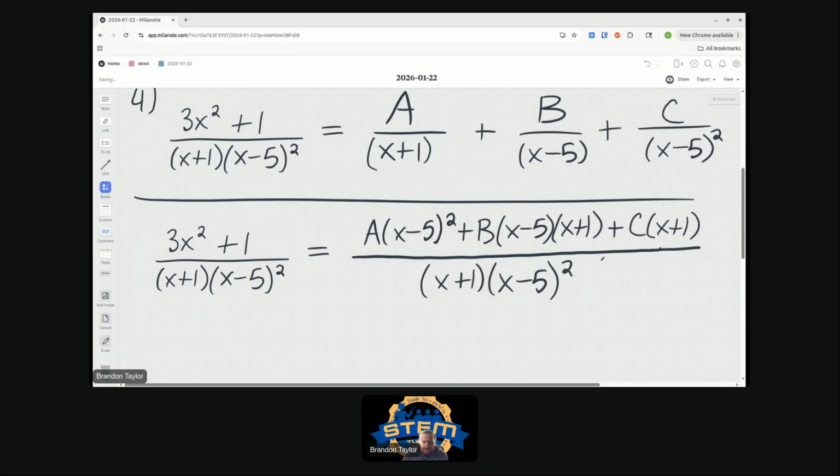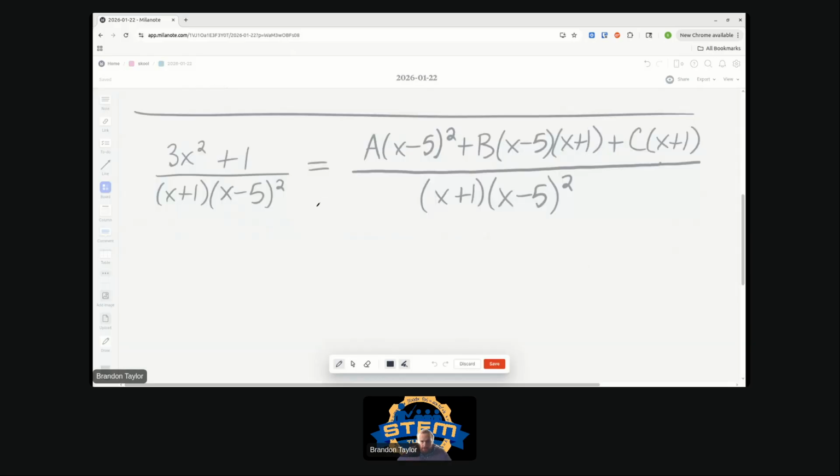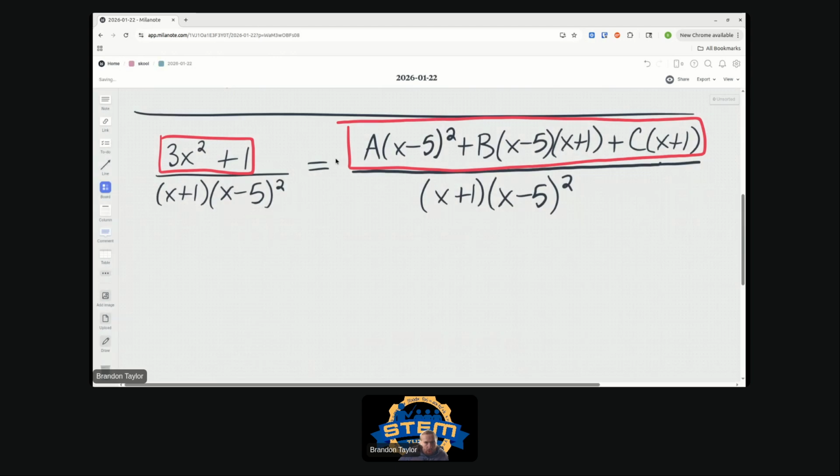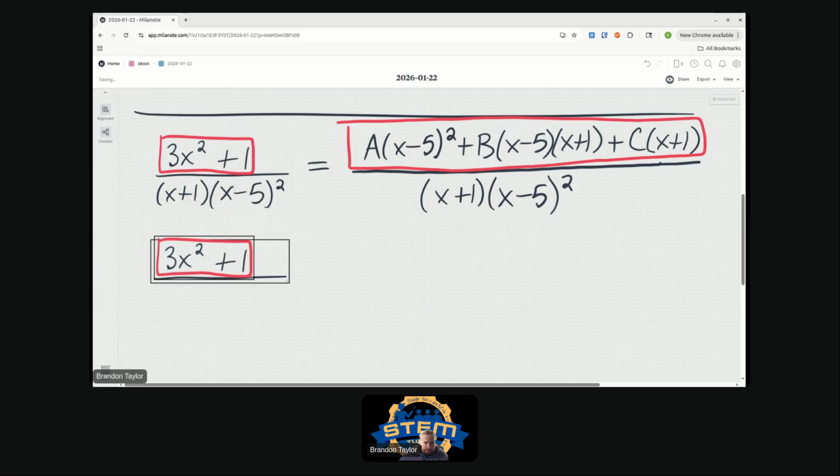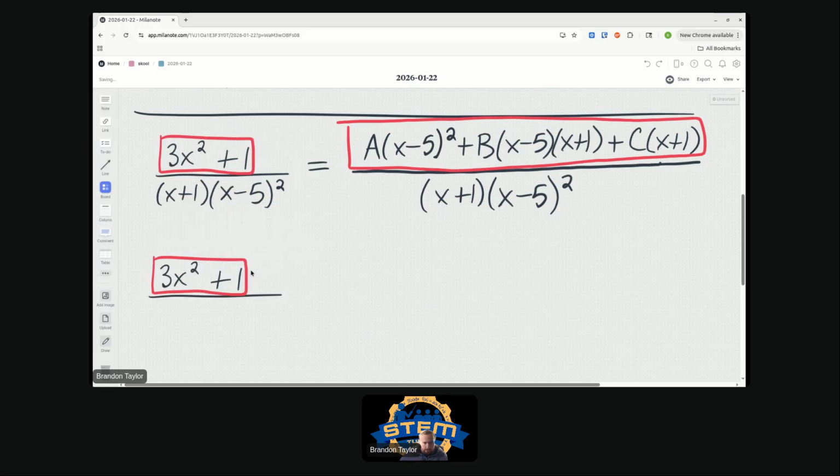And we get that. Now, again, same story as before. This thing has got to equal that thing. We need to choose A, B, and C to make these equal for all possible values of x. So here, I'm just going to copy this down. So we're going to get this.